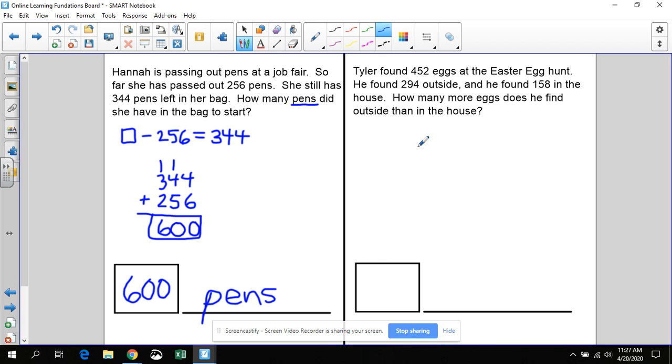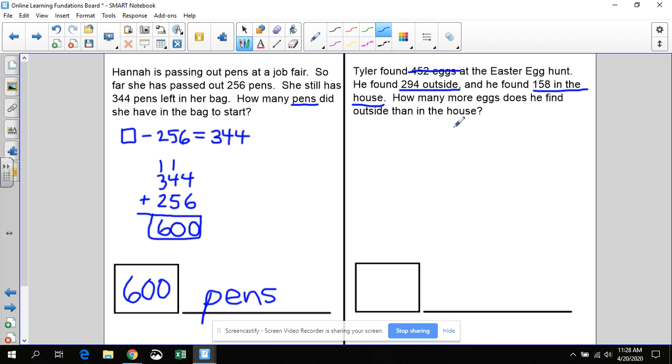We don't need all these numbers. Tyler found 452 eggs at the Easter egg hunt. He found 294 outside and he found 158 in the house. How many more eggs does he find outside than in the house? So, it tells me how many he found outside, and it tells me how many he found in the house. So those two numbers are the numbers I need. It doesn't matter that he found 452 eggs in total. This problem is asking me to compare outside and in the house, and it gives me both of those numbers.